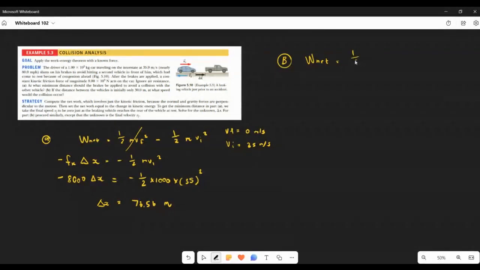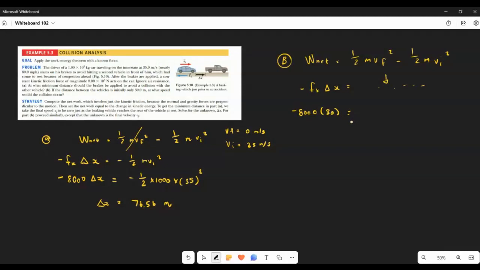And that's going to be, again, the half m Vf squared minus half m Vi squared. We know that friction is at play here, so it's minus fk times delta x, the same as down here. In this case, we have 8,000 again, but obviously now delta x is 30. So they're asking what the speed will be at that particular time.